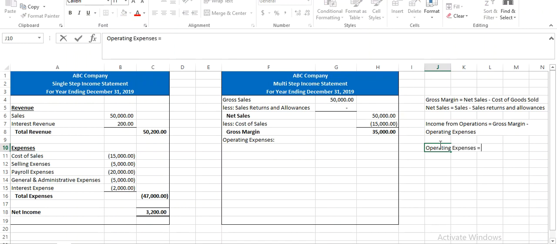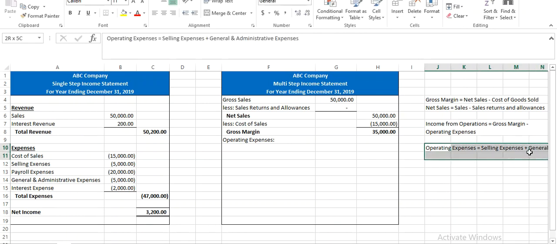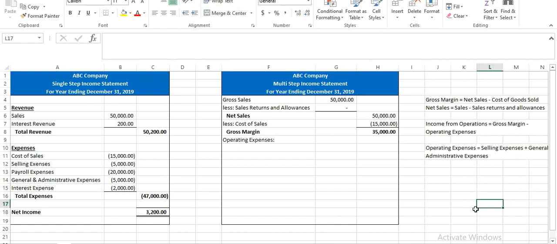And that formula is that you calculate operating expenses based on selling expenses plus general and administrative expenses. And do the same thing here. Merge and center wrap. There we go. So operating expenses equal to our selling expenses plus general and administrative expenses.